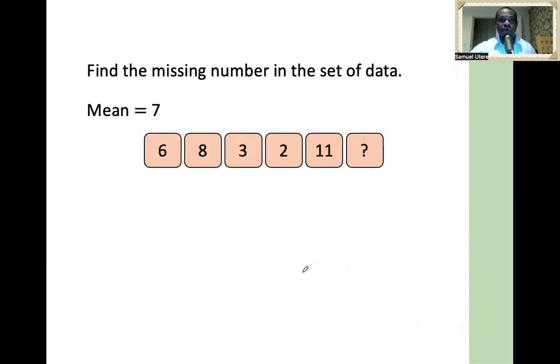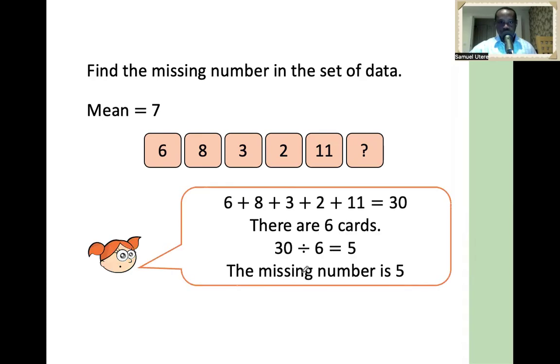Here is another one. Find the missing number in the set of data. We're told that the mean is 7. So again, here he says 6 plus 8 plus 3 plus 2 plus 11 is equal to 30. There are 6 cards. So 30 divided by 6 is equal to 5. The missing number is 5. Well, what do you think? Do you think that's right?